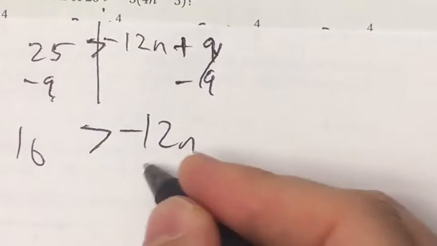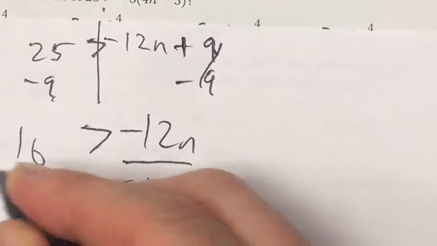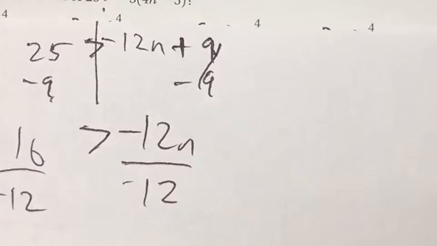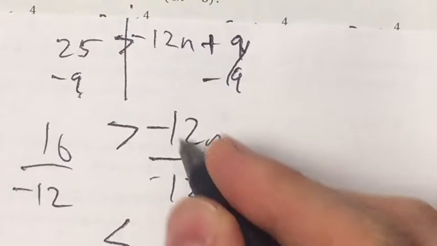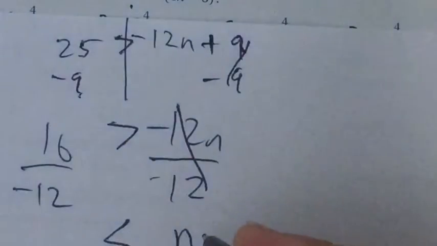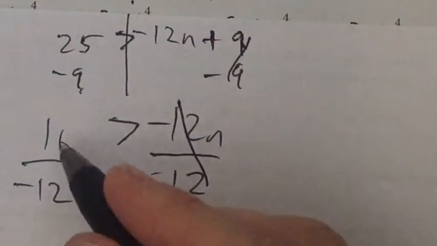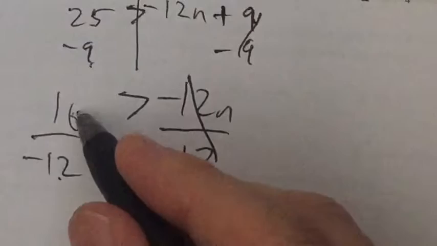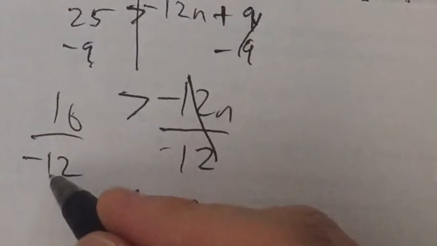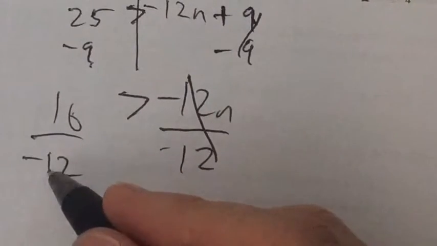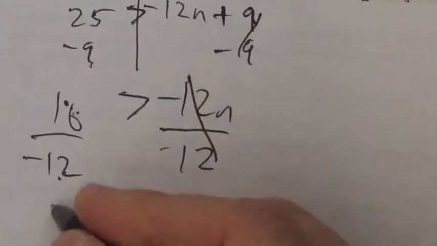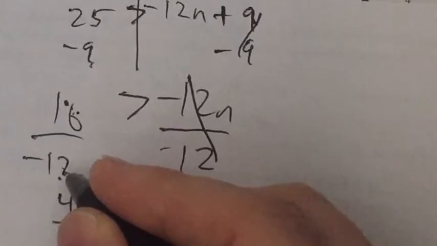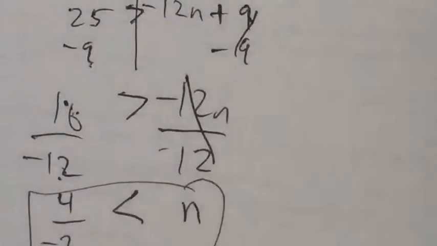Right? I have to divide by negative 12. First of all, when I divide by negative, I have to flip the inequality. Got to remember that. That cancels. I have n on the right. Oh, the light went off. And I have to reduce this. Now, if you have your calculator with you, you can do that right in the calculator. If not, these are both divisible by 4. 4 goes into 16 4 times. 4 goes into negative 12, negative 3. So it's basically that.